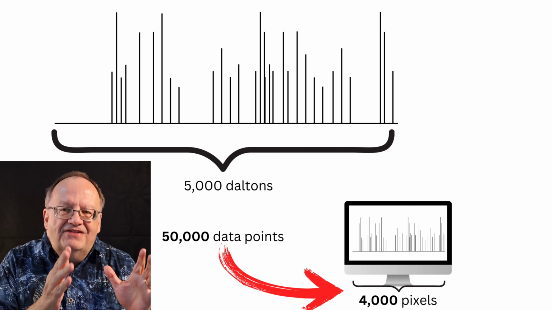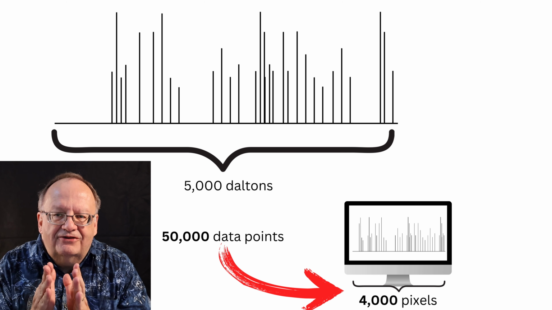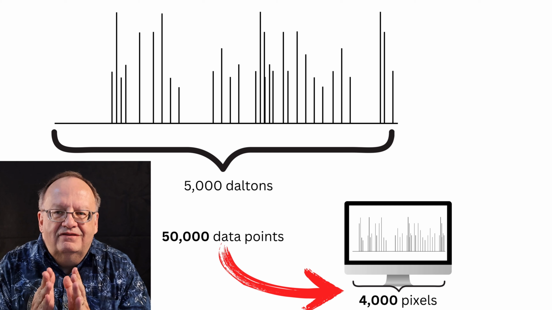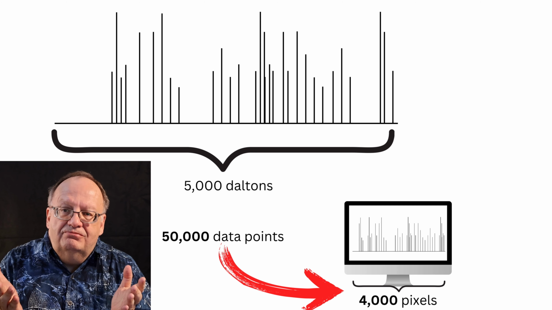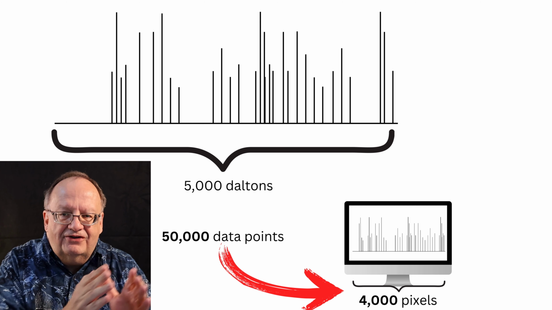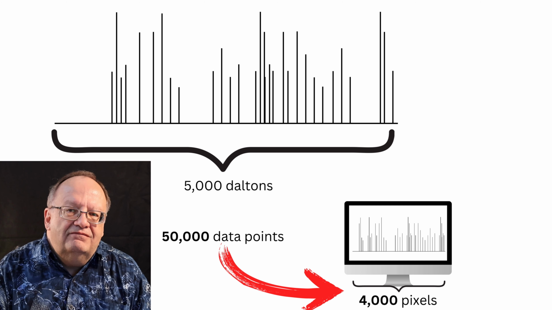I'm going to take 50,000 data points and cram them into 4,000 pixels of spectrum. That's not going to work. Now, everybody knows this, so the first thing they do is give you a zoom. Okay, I can take a section of the spectrum and zoom in on it. Which part of the spectrum should I zoom in on?